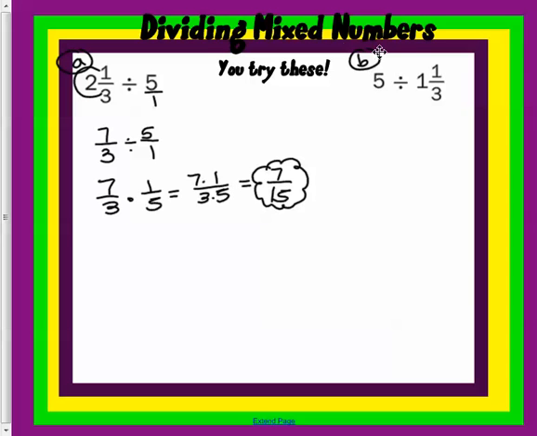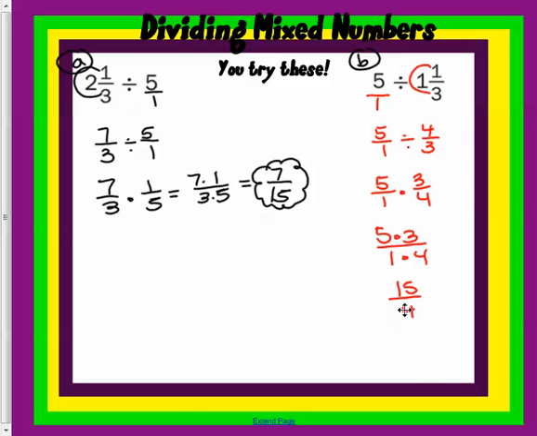Over here, we put the 5 over 1 again and do the C method. So 5 over 1 divided by 1 times 3 is 3, plus 1 is 4 thirds. And we're going to keep, change. And 5 times 3 over 1 times 4. Nothing can be simplified, so we get 15 over 4. But that's improper. So 4 goes into 15 3 times, because 3 times 4 is 12, and we get 3 left over. So 3 3/4.